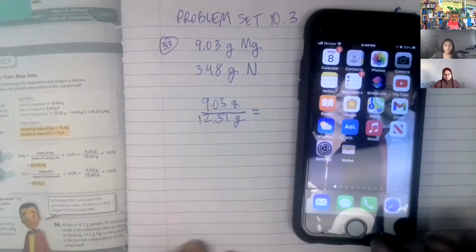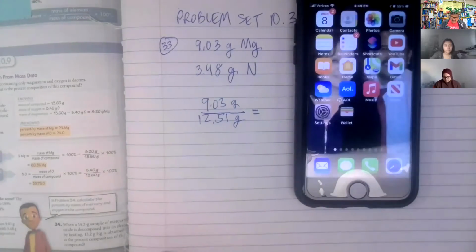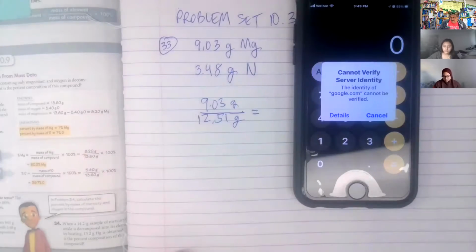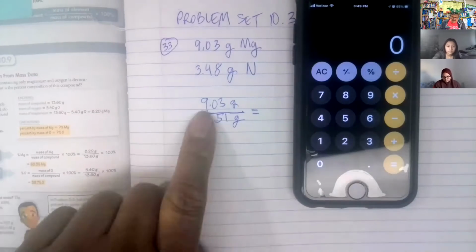And so let's go to the calculadora. That's calculator in Espanol. I still get that error message. Oh gosh darn that error message.